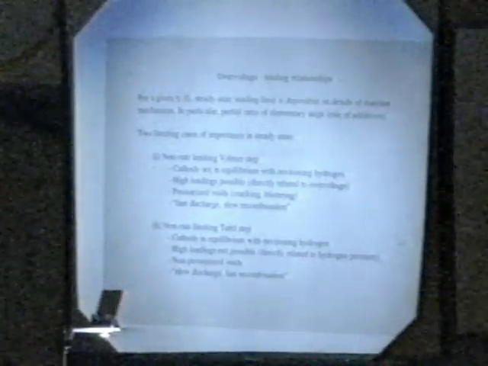Let's just summarize the situation. For a given overvoltage or current, steady-state loading limits depend on the details of the reaction mechanism. In particular, the partial rates of the elementary steps, as determined by the kinetic rate constants, as determined by the properties of the surface, metallurgically determined, as determined by any additives that we may have added to affect the electrochemical reaction mechanism. Two limiting cases. Case number one, non-rate limiting Volmer step, quasi-equilibrium for the Volmer step. The cathode is not in equilibrium with the environing hydrogen. Therefore, we can achieve high loadings, and they are directly related to the overvoltage.